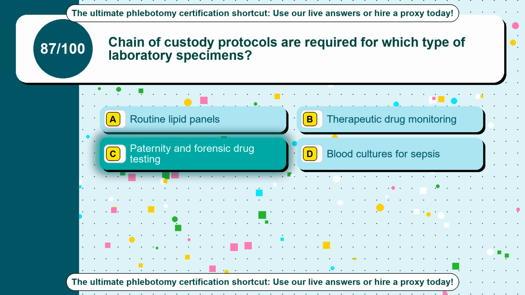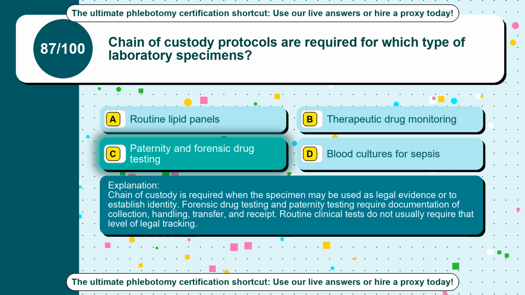The correct answer is option C, paternity and forensic drug testing. Chain of custody is required when the specimen may be used as legal evidence or to establish identity. Forensic drug testing and paternity testing require documentation of collection, handling, transfer, and receipt. Routine clinical tests do not usually require that level of legal tracking.